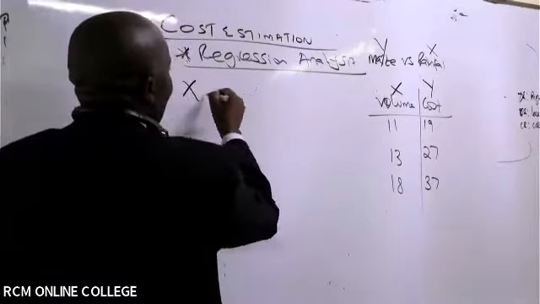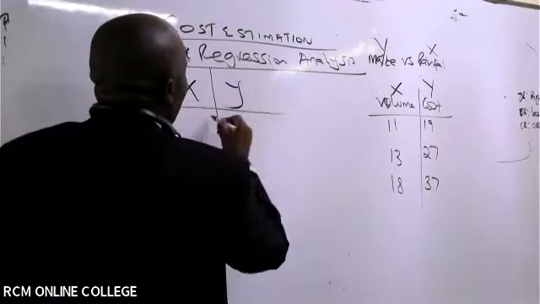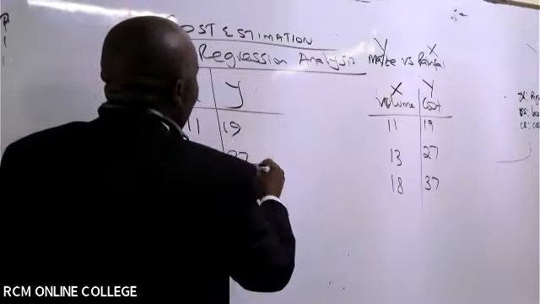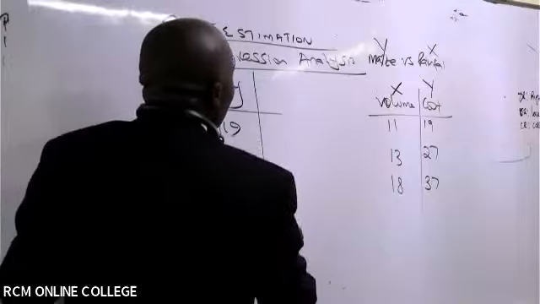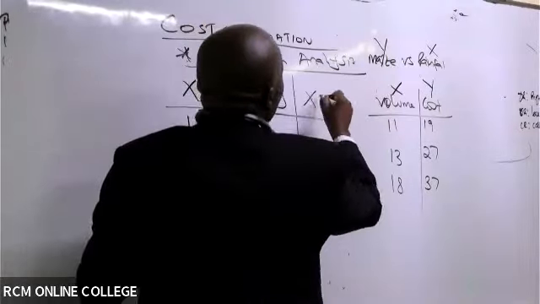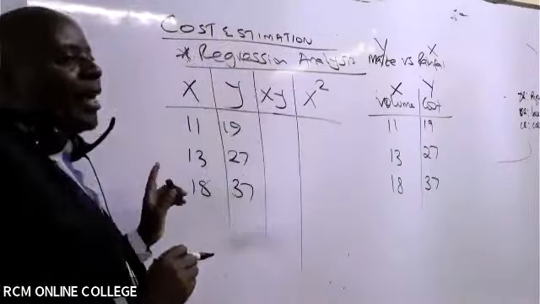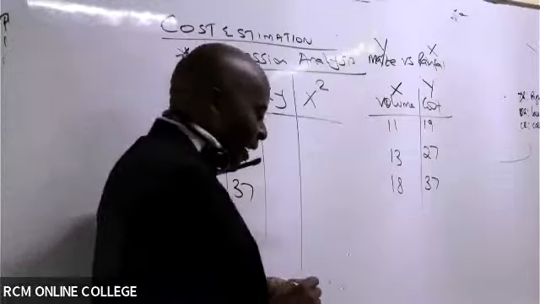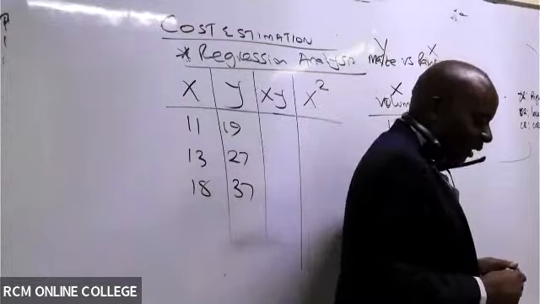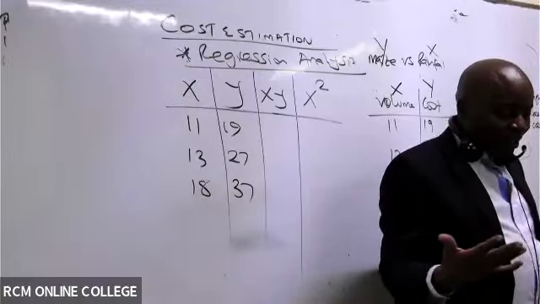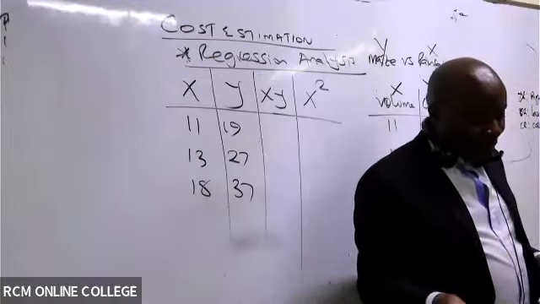I have to write mine here because of space. So I have X there: 11, 13, 18, 19, 27, 37. If it is regression analysis, we must introduce column XY. We must introduce column what here? X squared. And I'm sure I'm boring some students here who were in my class last time, but in the interest of the newcomers, please allow me to repeat this pretty fast.